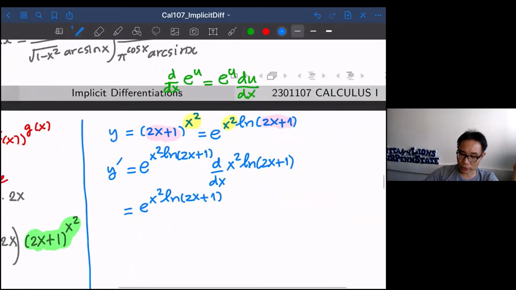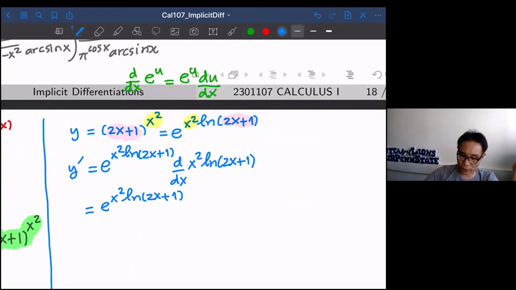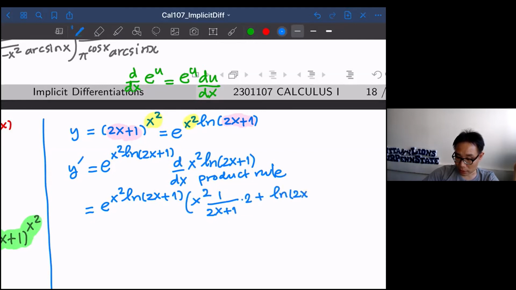And you differentiate this using the product rule. You use the product rule to differentiate this term. So you get the first, be careful when you write it down, times the derivative of the second. So it's going to be x squared times 2 over 2x plus 1, plus the second times the derivative of the first, so it's going to be log of 2x plus 1 times 2x.